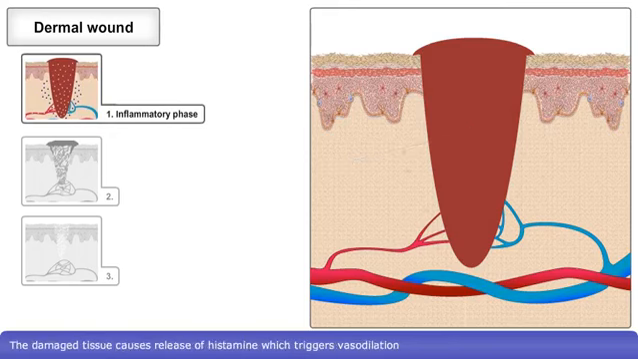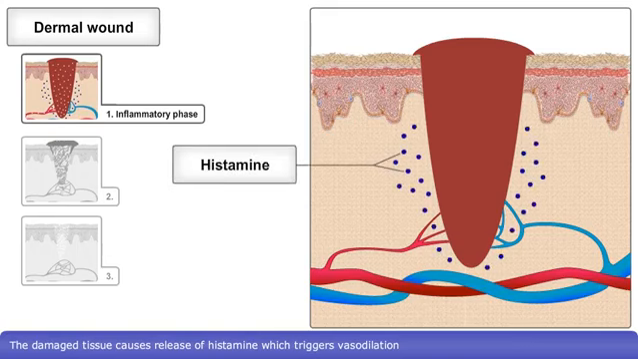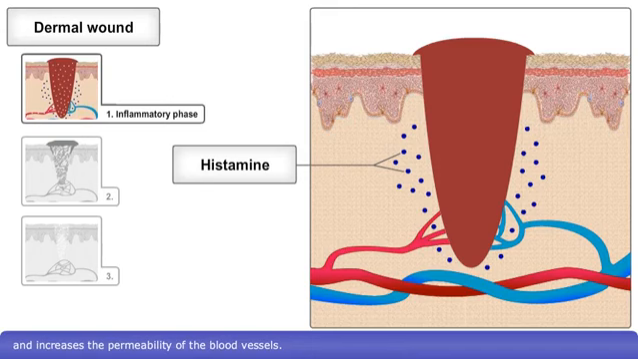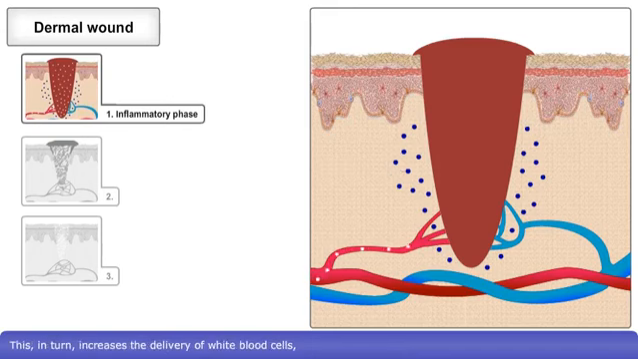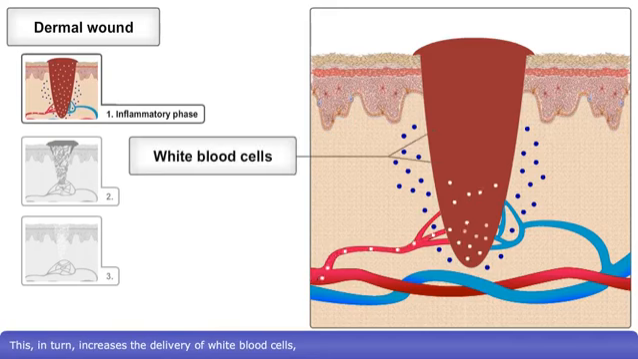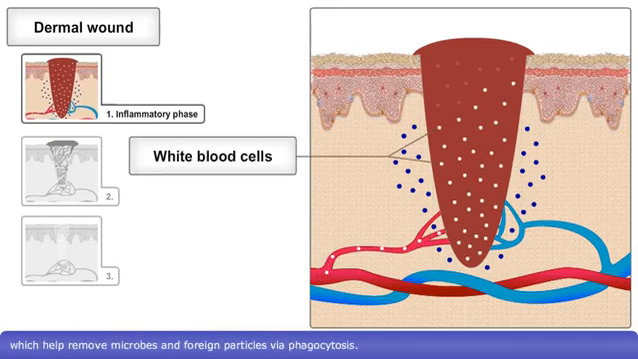The damaged tissue causes release of histamine, which triggers vasodilation and increases the permeability of the blood vessels. This in turn increases the delivery of white blood cells, which help remove microbes and foreign particles via phagocytosis.